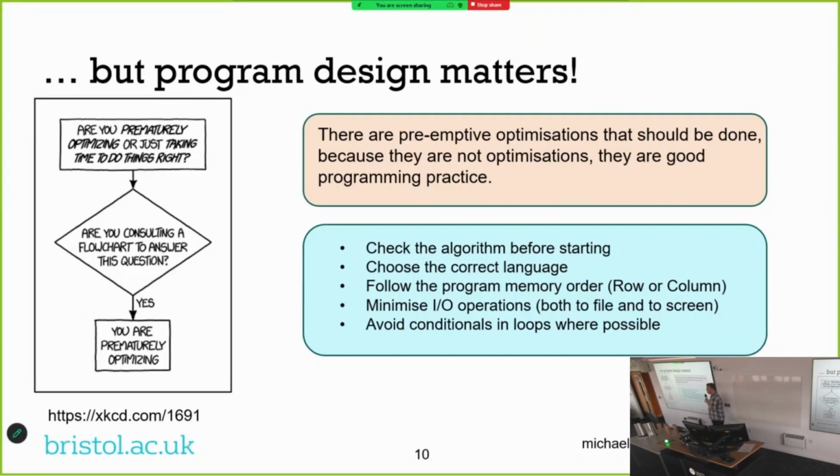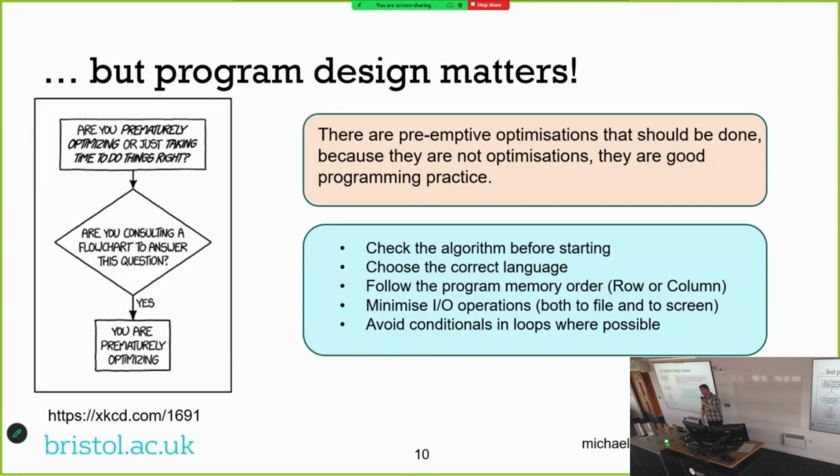Follow the program memory order. R is a column major program. C is a row major program. Fortran, column. Python, don't go there. This sounds like something that's not really worth thinking about, but I will show you a couple of examples where it matters.